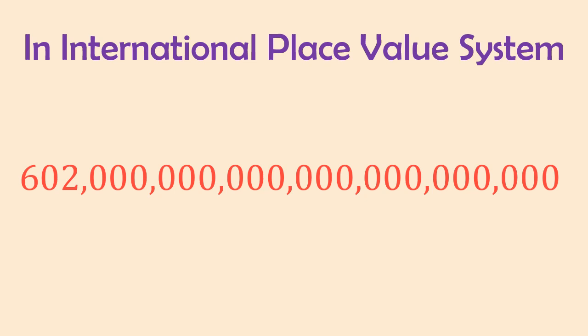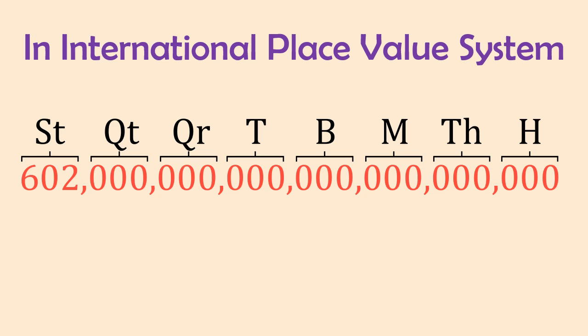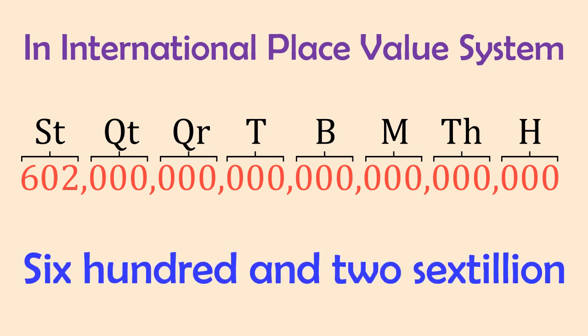As we know, the first three digits belong to hundreds, the next three digits belong to thousands, then there come millions, followed by billions, then the next three digits are of trillions, then the next three are of quadrillions. Then comes quintillion and the last three digits belong to sextillion. So this is 602 sextillion.